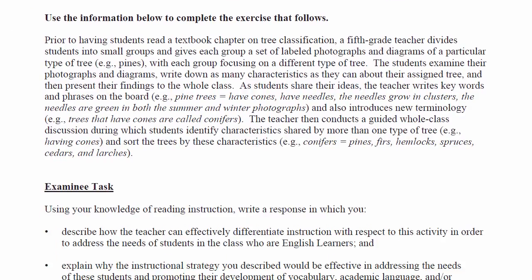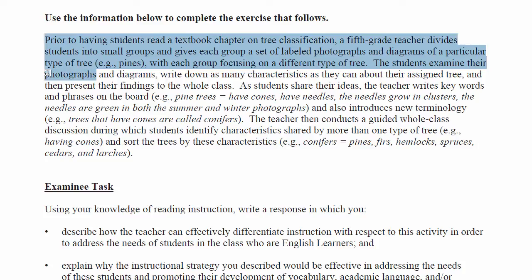Sorry for the digression. So here we have assignment B that deals with vocabulary, and it says, prior to having students read a textbook chapter on tree classification, a fifth grade teacher divides students into small groups and gives each group a set of labeled photographs and diagrams of a particular type of tree. In this case, they're pines, with each group focusing on a different type of tree. The students examine their photographs and diagrams, write down as many characteristics as they can about their assigned tree, and then present their findings to the whole class.